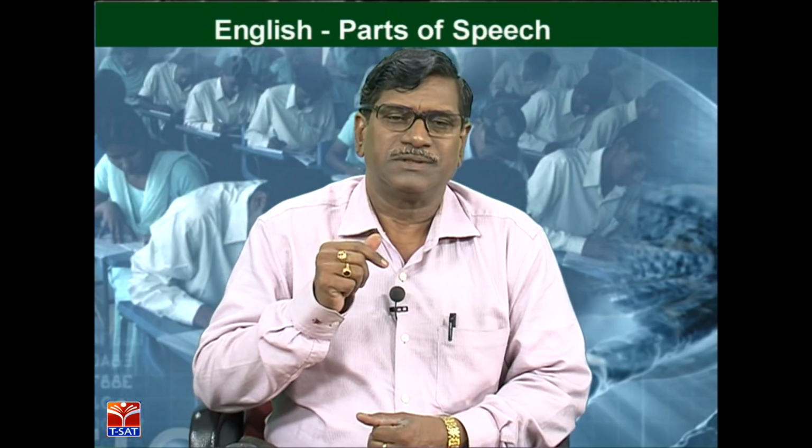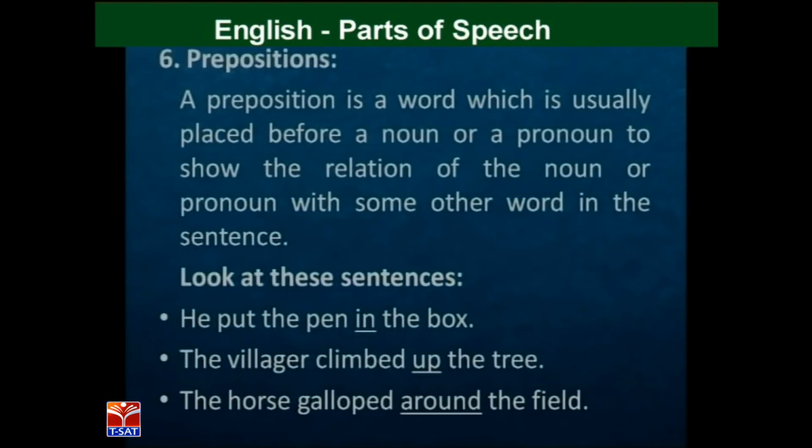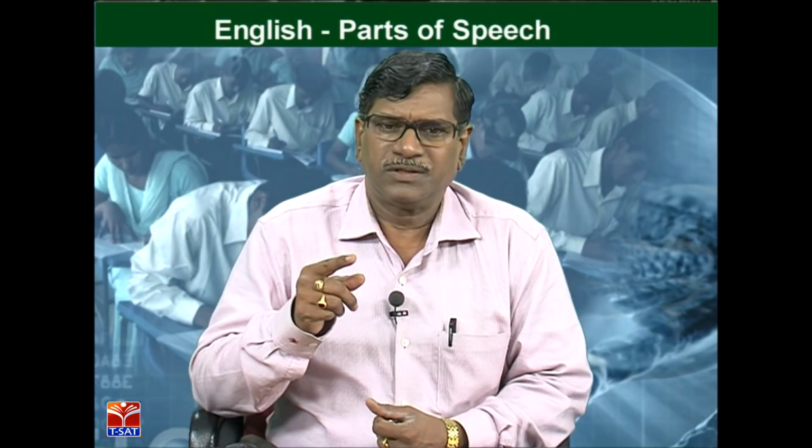Let us see some examples. See the sentences. He put the pen in the box. In is a preposition. In the box. So, what is in the box? The pen. In is put before the noun box, and it establishes its relationship with some other word in the sentence. What is in the box? Pen. So, the word in comes before the noun box, and it shows its relationship with the other word, pen.